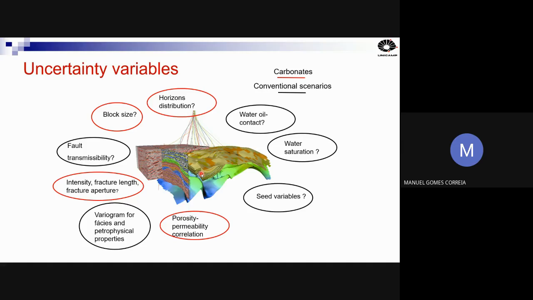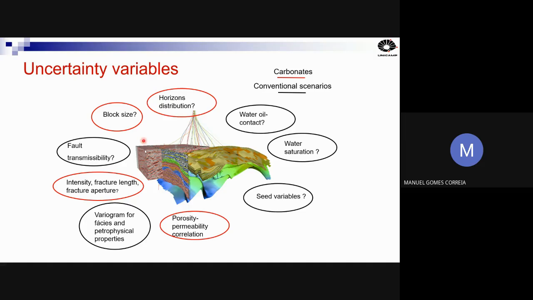Now, here I'm going to show some uncertainty variables. In red, these are the uncertainties that are more related to carbonates, and the black ones are the uncertainties that we have in conventional scenarios. So we can have uncertainty in block size. In fractured reservoirs, it's quite common to have uncertainty about which simulation grid block size is more useful or gives a better representation of the connectivity between fractures.